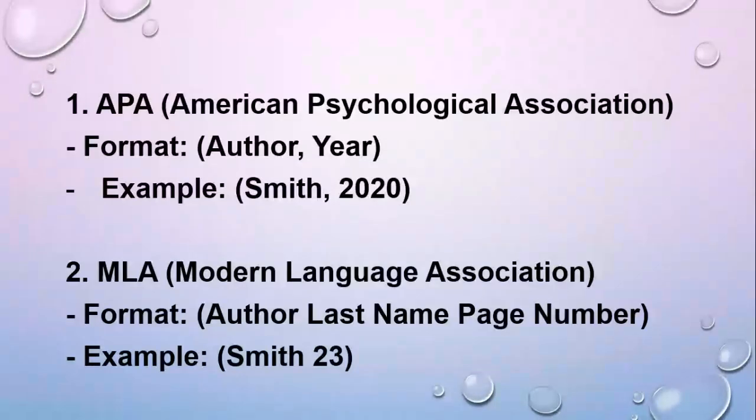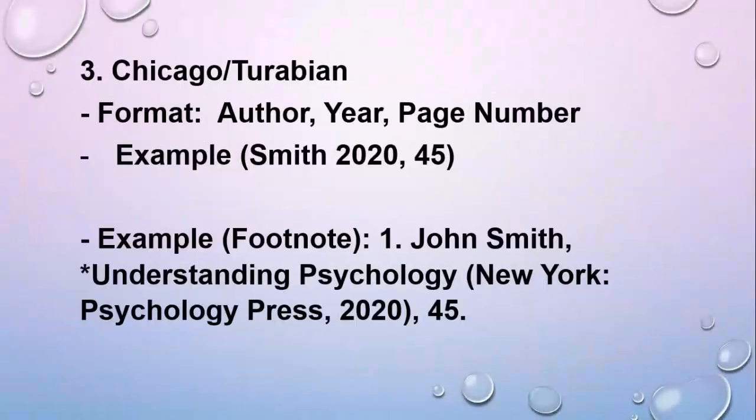Next, we'll move on to Chicago. The format is author, year, page number, just like Smith, 2020, 45. I think you can see the examples. I don't know if it's clear. Can you see them clearly on the screen, guys?